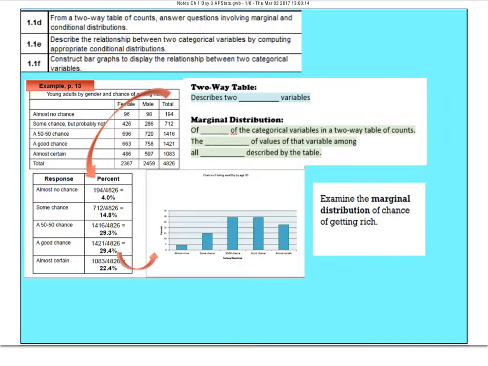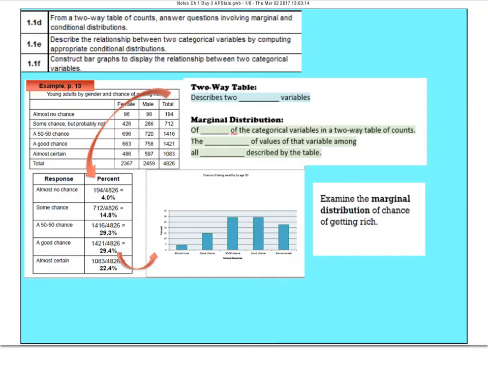In this video, we're going to cover 3 learning objectives in section 1.1. Letter D is from a two-way table of counts, answer questions involving marginal and conditional distributions. Letter E is to describe the relationship between two categorical variables by computing the appropriate conditional distribution. And the last one, F, is to construct bar graphs to display the relationship between two categorical variables.